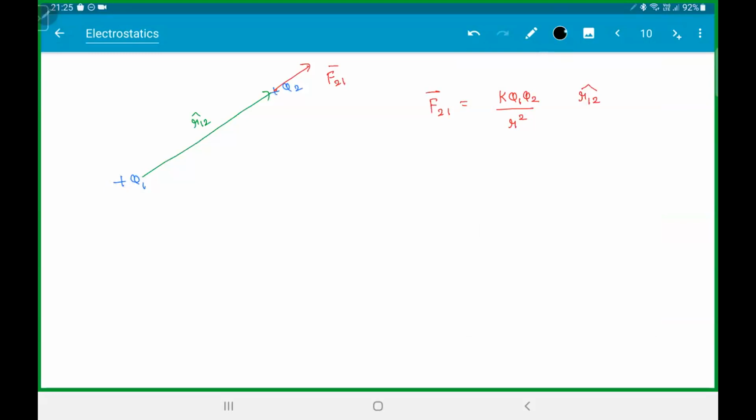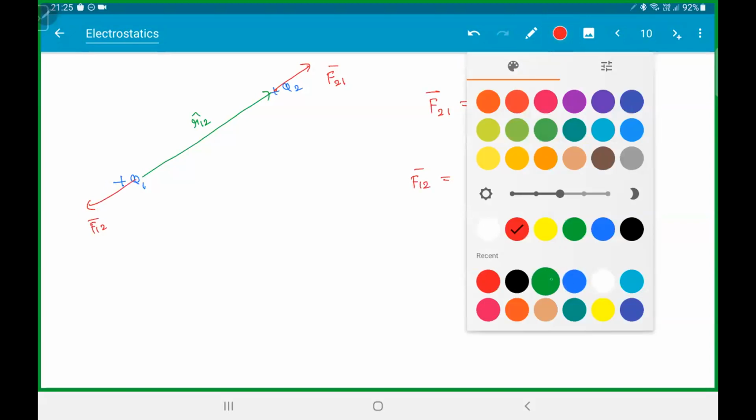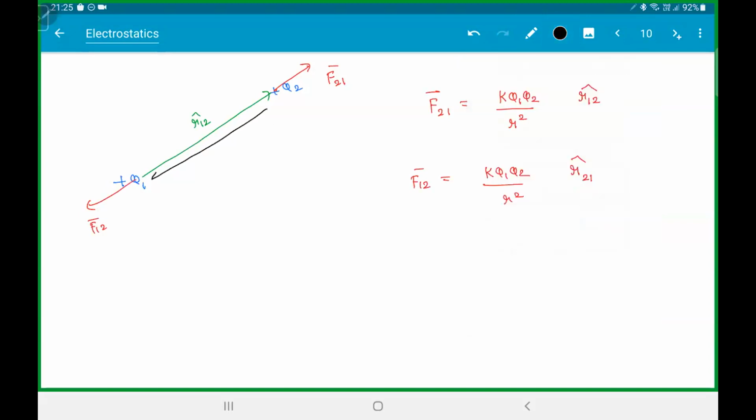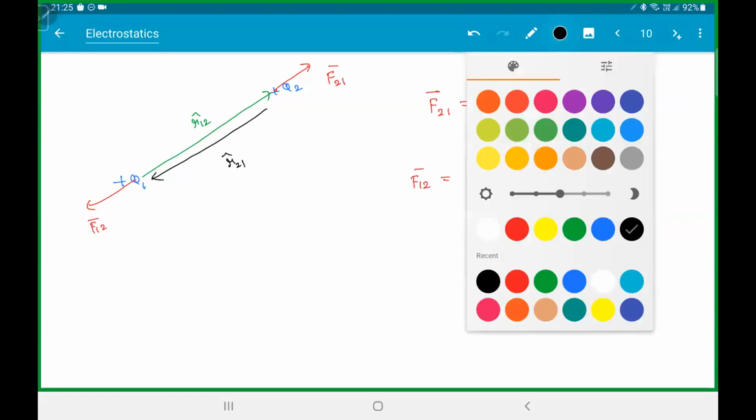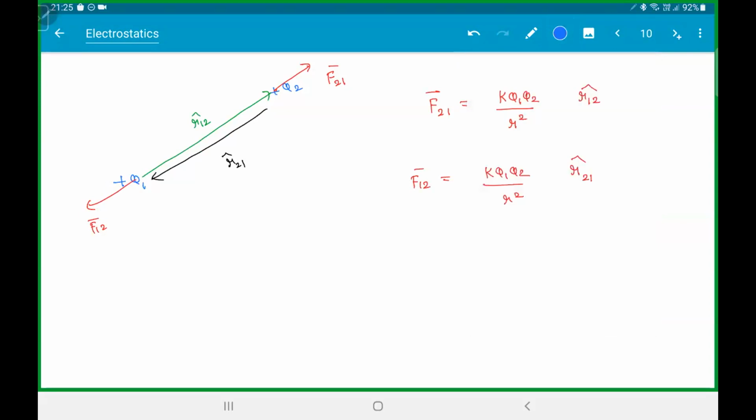Suppose we want the force on this one, F12. So the force on 1 will be K Q1 Q2 by R square. This is the magnitude. The vector is R21 cap, the unit vector. This is a vector from 2 to 1. This is the vector form. Obviously, R12 and R21 are opposite to each other.